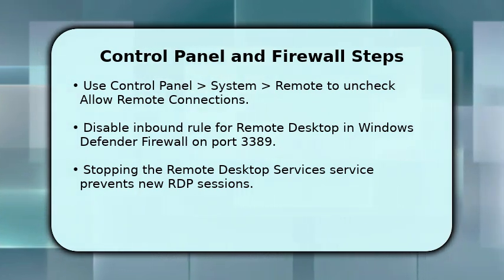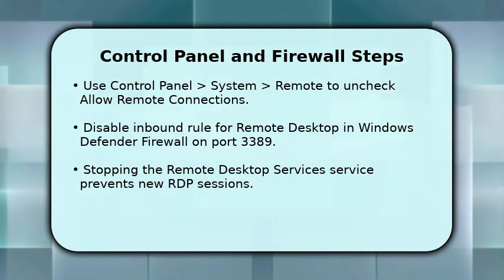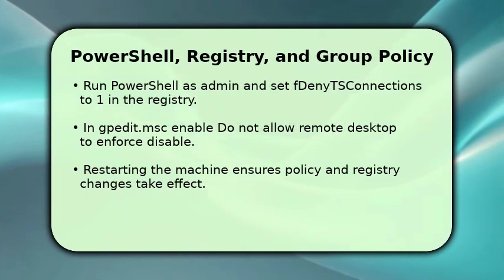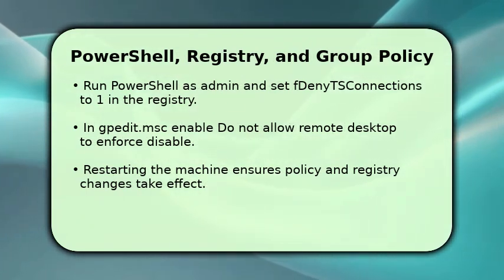Run Set-ItemProperty -Path HKLM:\System\CurrentControlSet\Control\Terminal Server -Name fDenyTSConnections -Value 1 to block RDP.